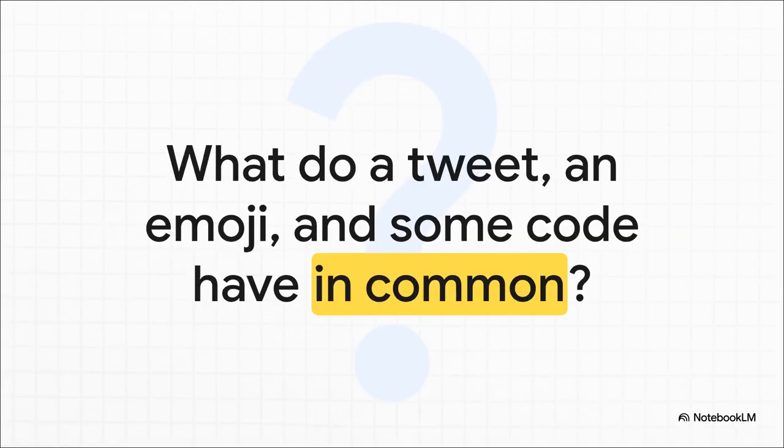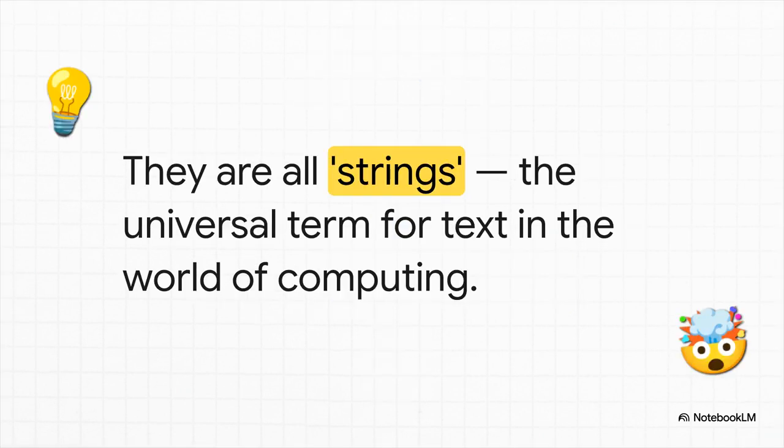All right, so let me ask you something. What do a tweet, an emoji, and even a line of code possibly have in common? I mean, they look totally different, right? But to a computer, they are all basically the same thing. Any guesses? Well, the answer is actually super simple. They are all strings. That's it. You can think of it as the universal name for any kind of text. And once you get this one concept, you're on your way to understanding how software deals with pretty much everything you read and write.